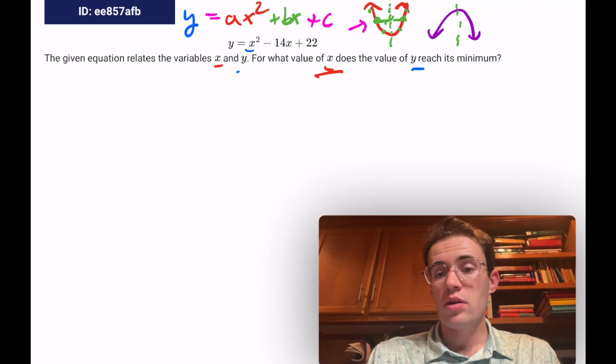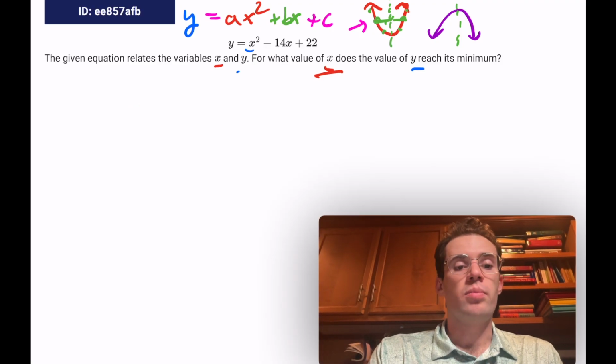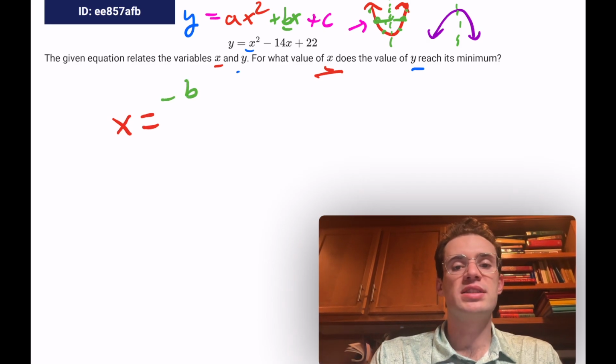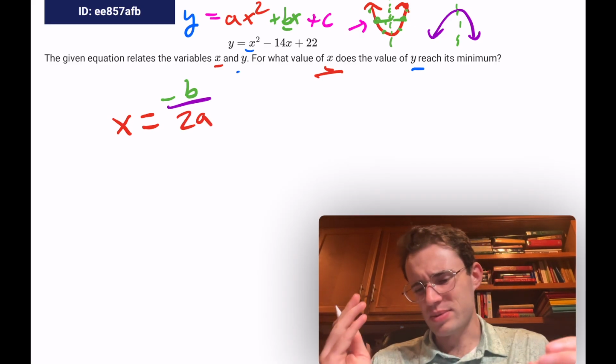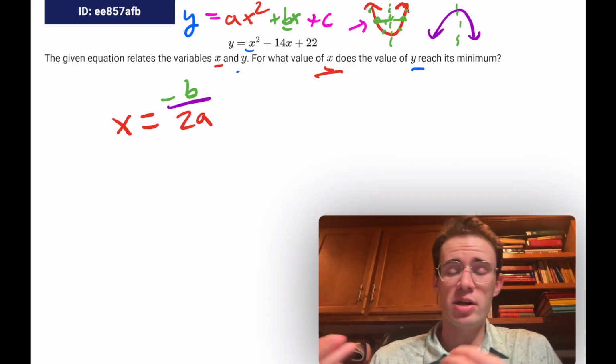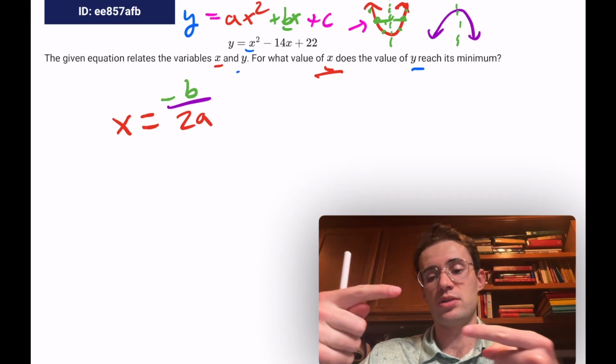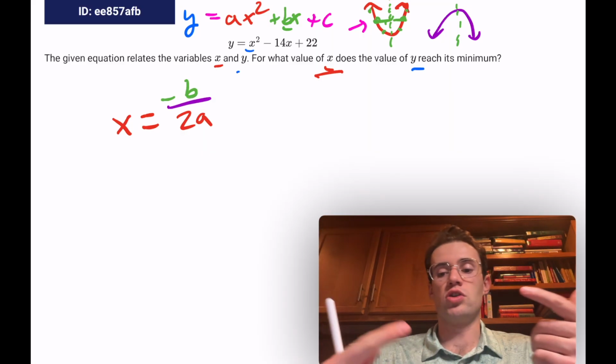The equation for the axis of symmetry will be x equals negative b, again using this b from the standard form, over 2a. This is something that you should remember. Make sure you look at it before. Sometimes people would mix it up. I would see some of my students write negative a over 2b or something like that.